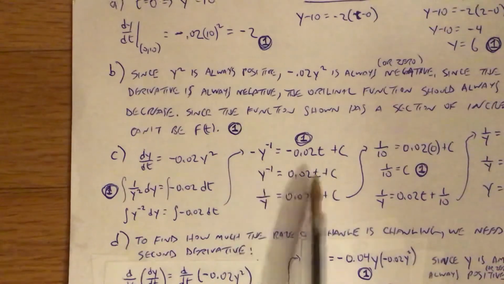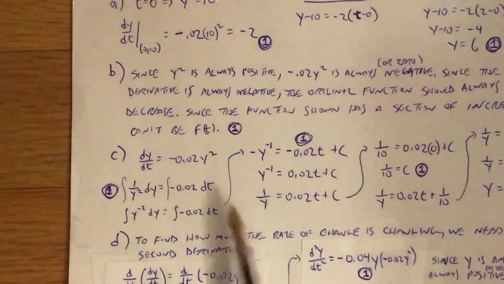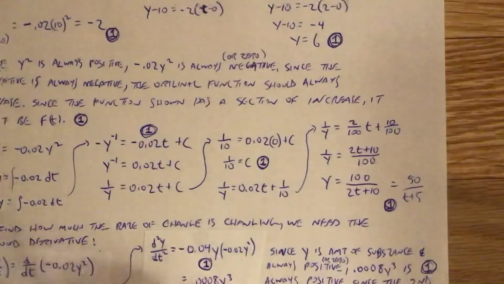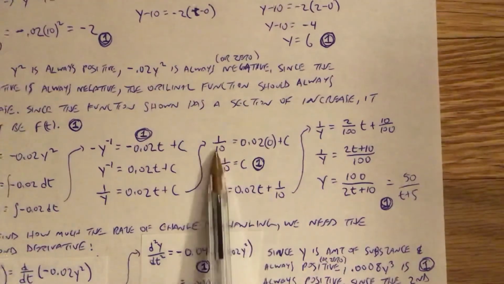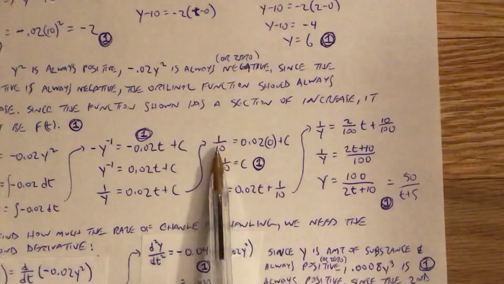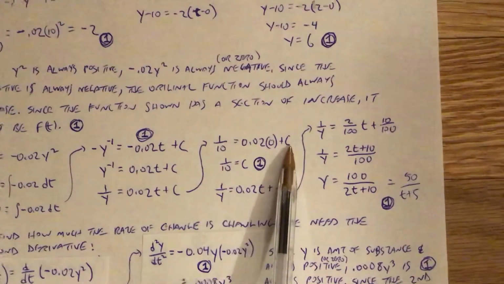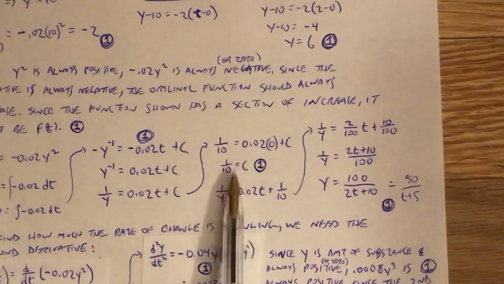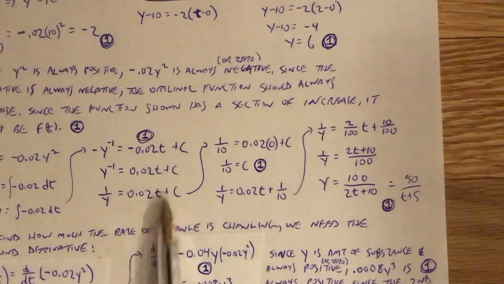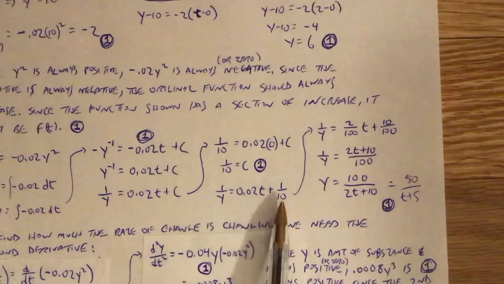Now that I have this equation, well, y to the negative 1 is 1 over y, and now this is going to be easier to plug into. So now I'm going to use my initial condition. My initial condition is that at time 0, the amount of substance was 10. So t is 0, y is 10. That gives me this equation. I can solve for c. This zeroes out, and c equals 1/10. So now that I know c is equal to 1/10, I'm going to go back to my original equation and plug that in. I get 1 over y equals 0.02t plus a tenth.